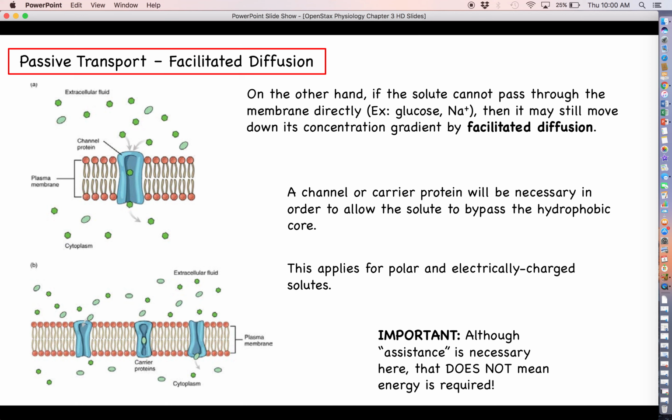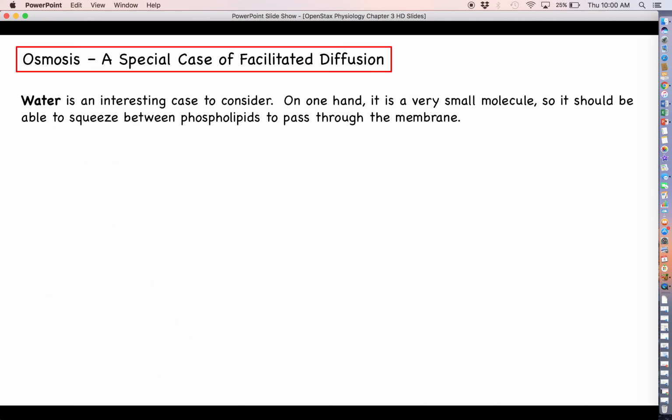Now, you might be wondering, what about solutes that are really, really big? Well, it turns out that these channel and carrier proteins really are only going to be good for small molecules. So there's going to be a separate mechanism for dealing with large molecules that we will cover a little bit later. So we are going to go ahead and wrap up this video right here.